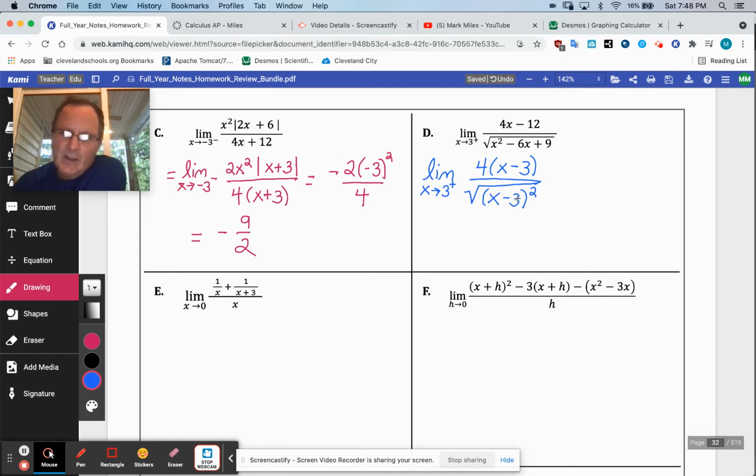It's not equal to x minus 3 because x minus 3 could be positive or negative, and this thing is always going to be positive because of the squaring and then, of course, the square root. So let's rewrite. So I've got the limit as x approaches 3 from the right of 4 times x minus 3 over the absolute value of x minus 3.